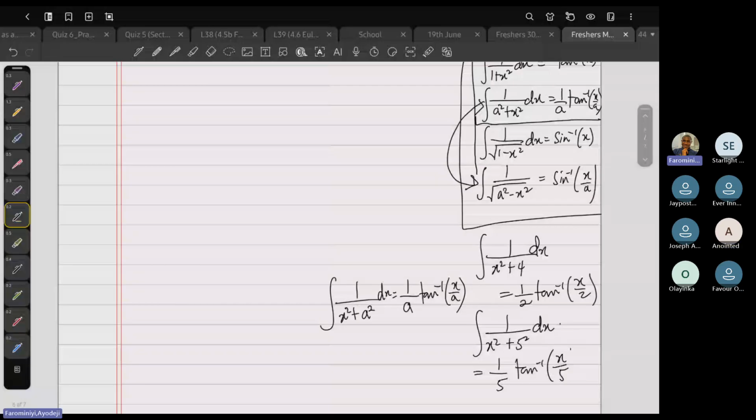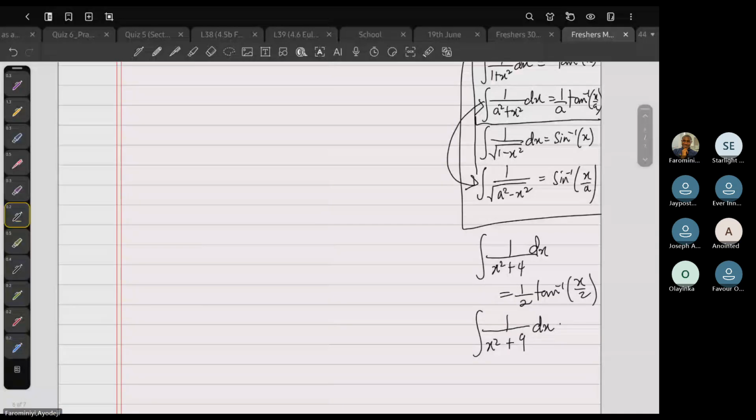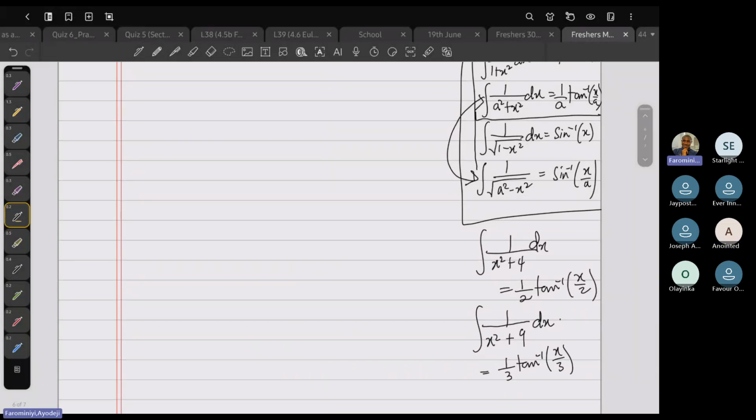Yes, sir. Now, let's come back to your own. Let me just give you a simple one then. What is 1 over x squared plus 9 dx? What's it going to be? Time's up. x squared plus 3 squared. So that's the integral, 1 over 3 tan inverse of x over 3.